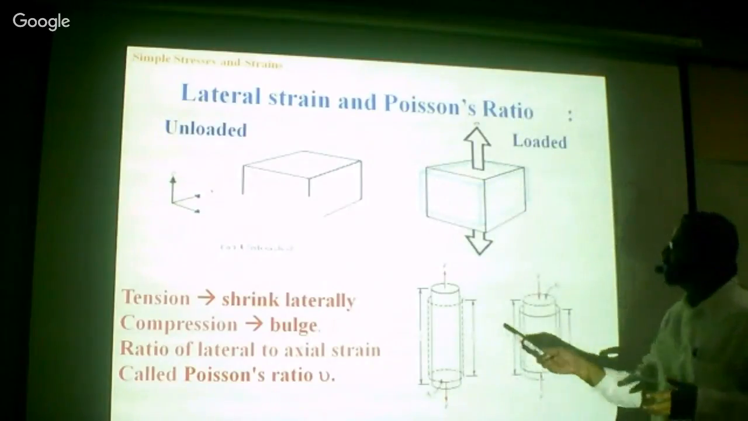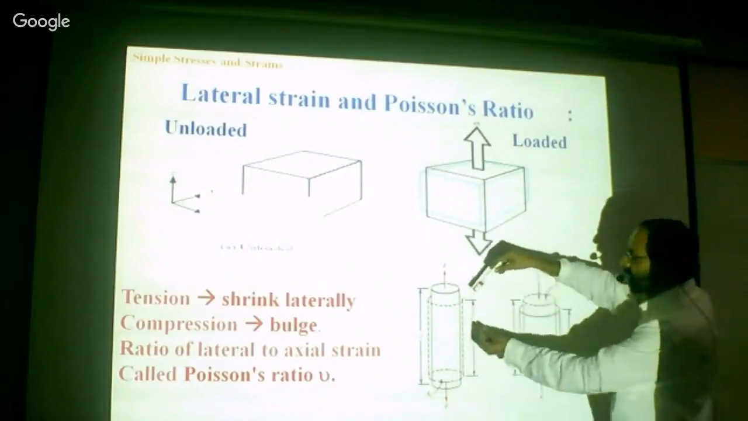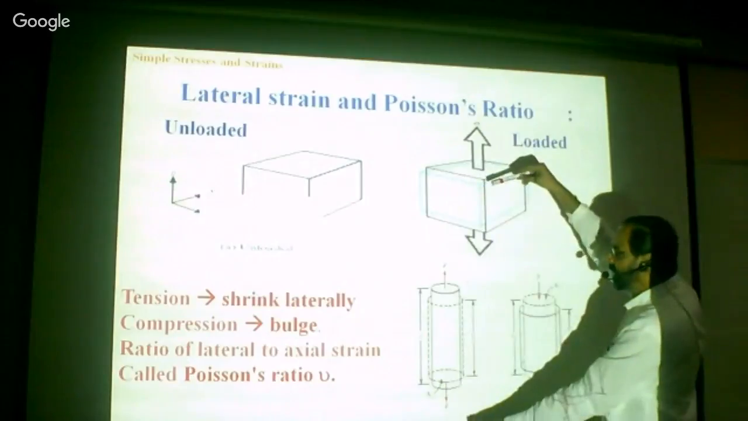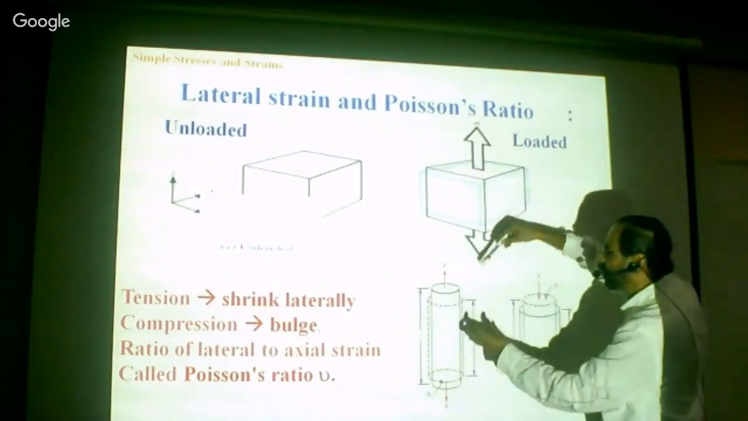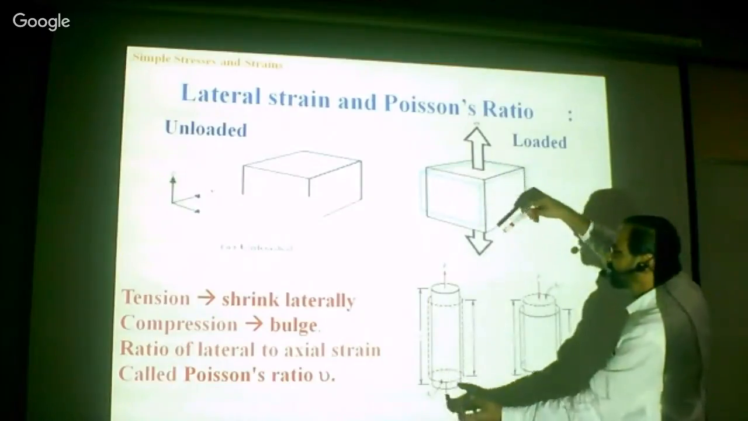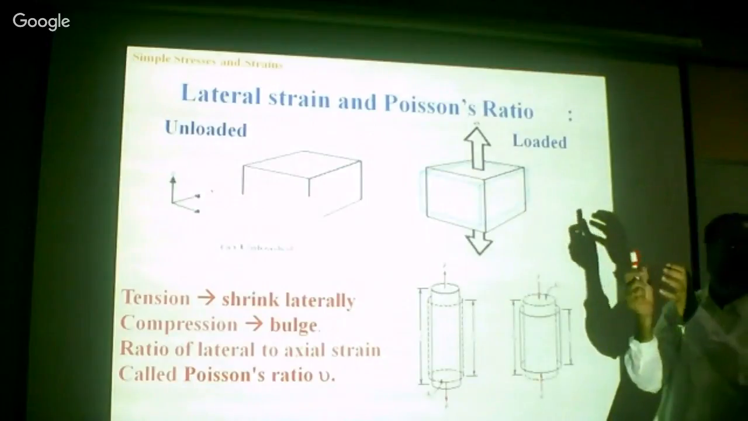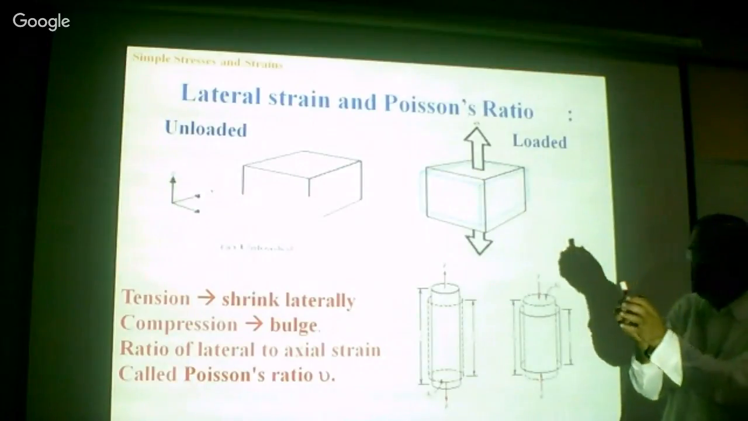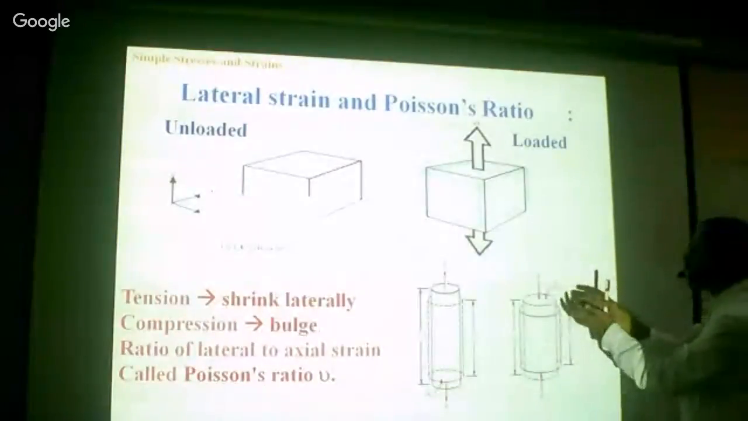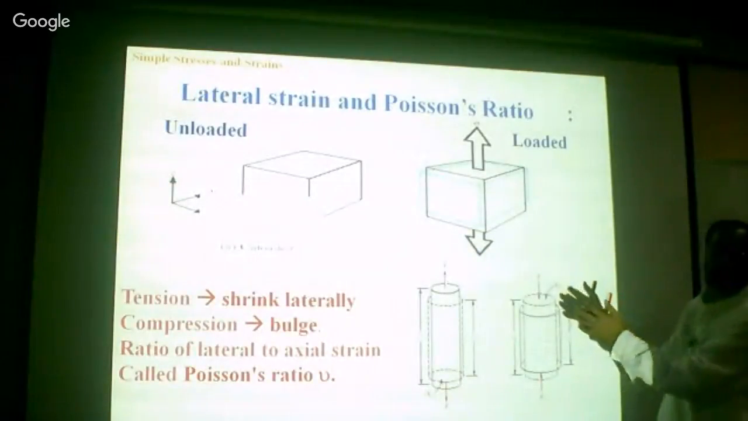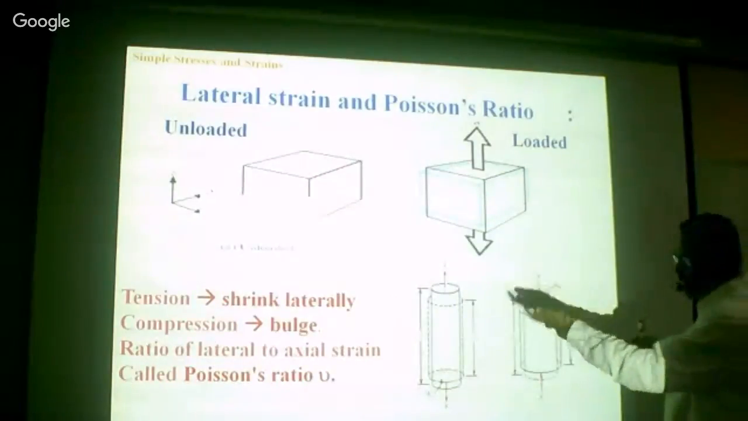Similarly, one more example is given. When we apply the force in the linear direction, what happens in the lateral dimension? When you apply a tensile force in the linear direction, the diameter of the bar gets reduced. Whereas if you apply a compressive force, the diameter of the bar increases. Therefore, there is a lateral change.